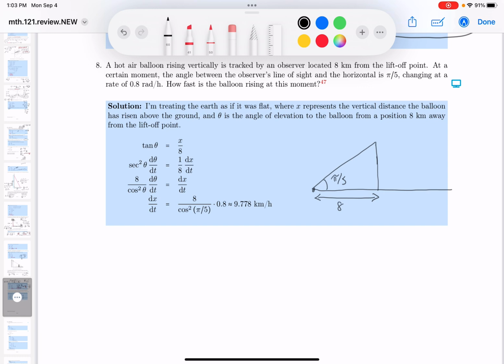All right? Okay, so at a certain moment, the angle between the observer's line of sight and the horizontal is pi over 5, changing at a rate, let's write this down. So what do I know about this over here? This is an angle theta, and they're measuring it, and this angle theta, d theta dt, is changing at a rate of 0.8. I'm going to write down 8/10, by the way. And that's going to be radians per hour. So really, it's unitless, but I'll write down the RAD, just to remind you that it's unitless, radians per hour. Again, radian, no unit.